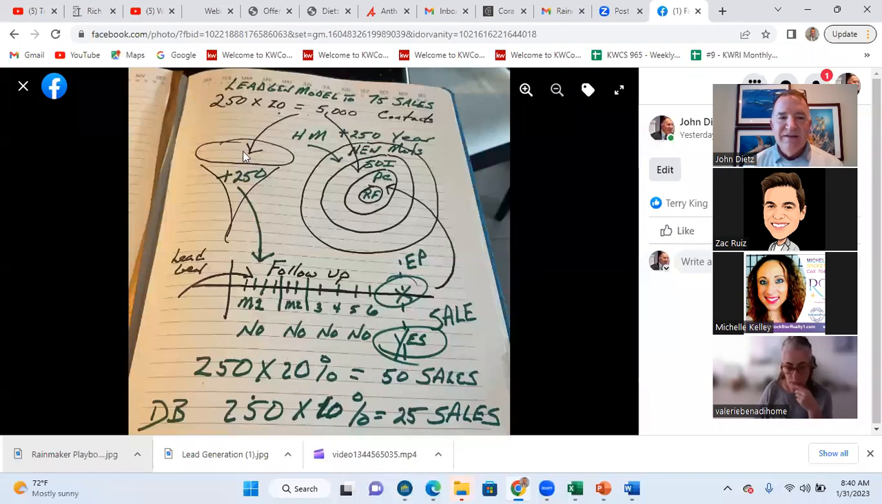And back over here on the left, when I'm meeting with 250 people face to face, and then I'm following up with them systematically forever, 20% will hire me. That's 50 sales. Now, if you're wondering where you're getting these numbers from? Study, research, and personal experience.